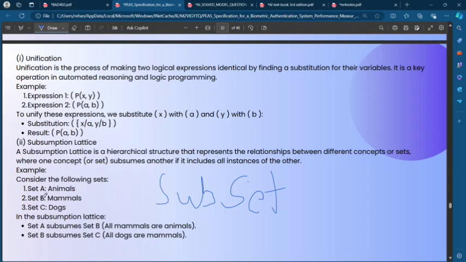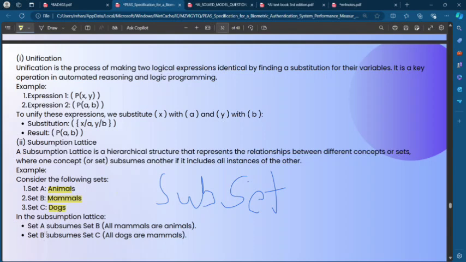So consider the following sets. Set A is animal, set B is mammal, and set C is dog. We know that all animals are not mammals, but all mammals are animals. You can say that, right? All mammals are animals, and all mammals cannot be dogs, but all dogs can be mammals, because we have a variety of mammals, like cats, dogs, and humans. But all mammals are not dogs, but all dogs can be mammals.